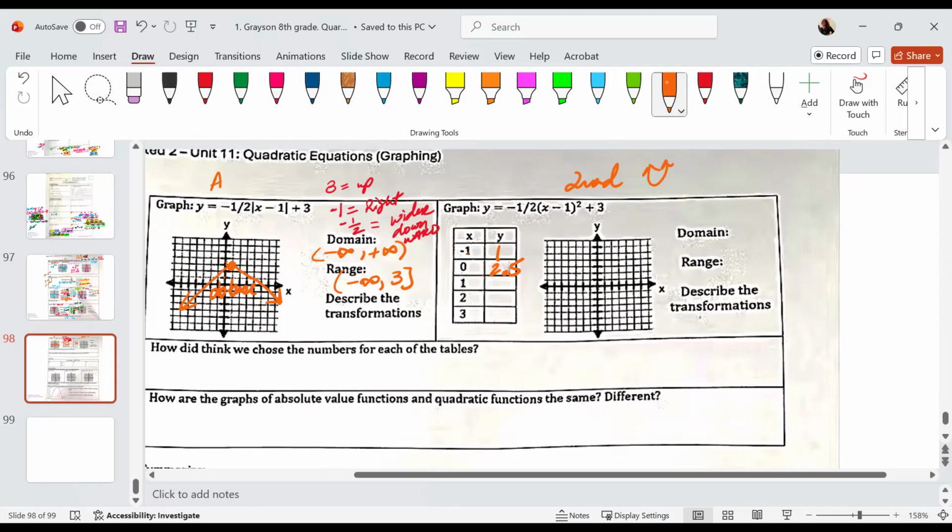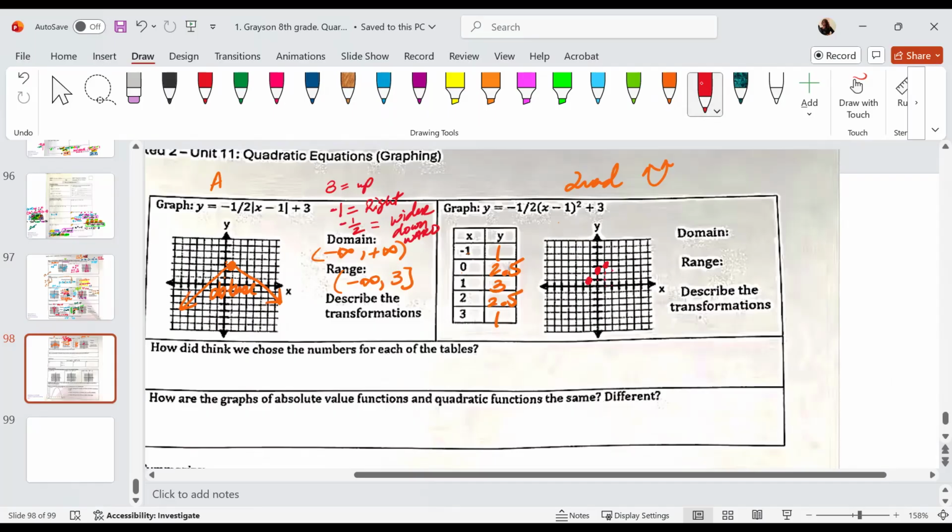1 minus 1 is 0. 0 squared is 0. 0 times -1/2 is 0. Plus 3 is 3. 2 minus 1 is 1. 1 squared times -1/2 is -1/2. So 2.5, and when it's 3, it's going to be 1. So we're going to graph this. Start at -1, 1. 0, 1, 2, 2.5. 1, 1, 2, 3.